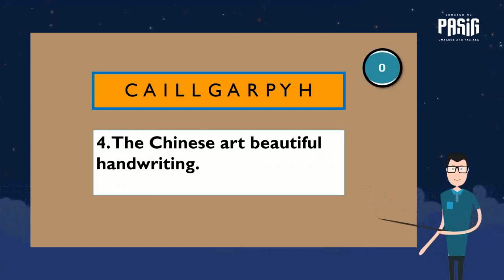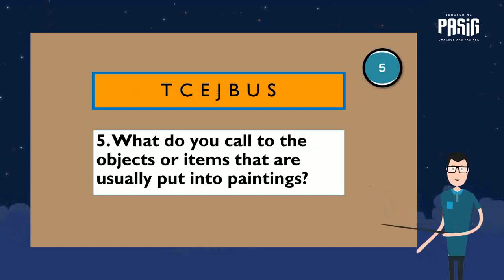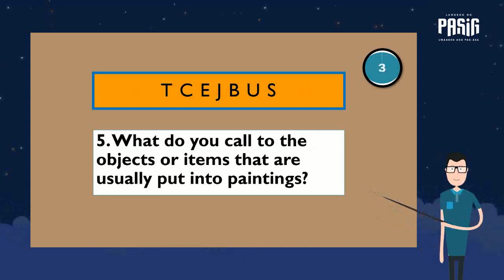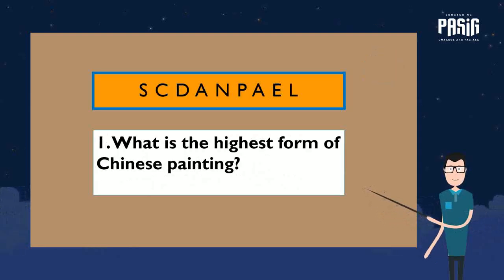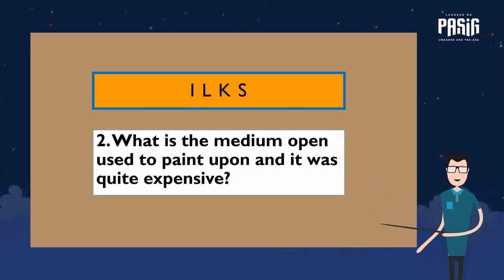Time is up. Let's have our last item, number 5. What do you call the objects or items that are usually put into paintings? You have 5 seconds. Time is up. Now let's check your answer. Let's have number 1. What is the correct answer for number 1? That is landscape. Very good.